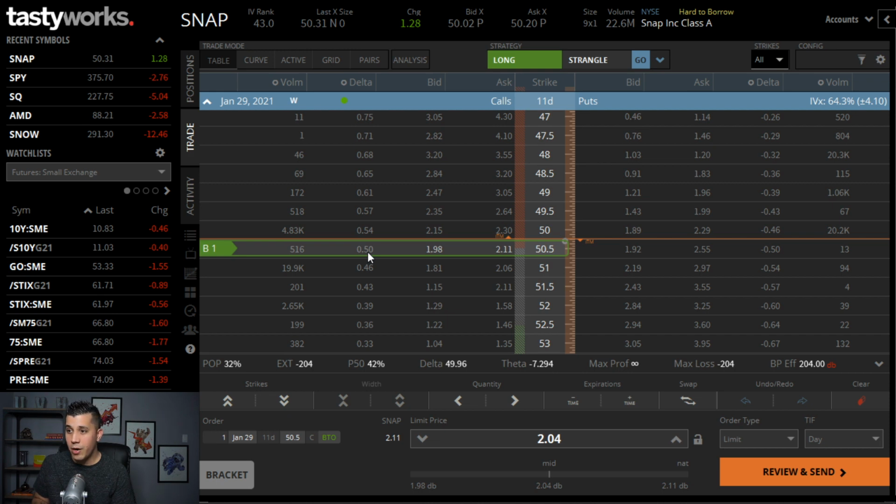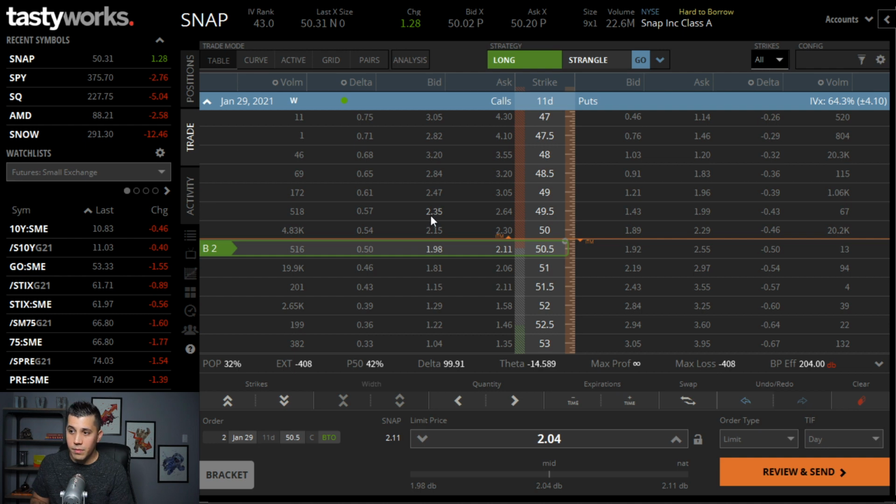Okay, so if Snapchat goes up from 50.31 to 51.31, as you can see here in the last price, you'll make the $50. Now, if it only goes up 50 cents, so if it goes from 50.31 to 50.81, you'll make $25. So like a 25%, can you do 25%? Would you be happy with a 25% return on your investment? Absolutely, you might.